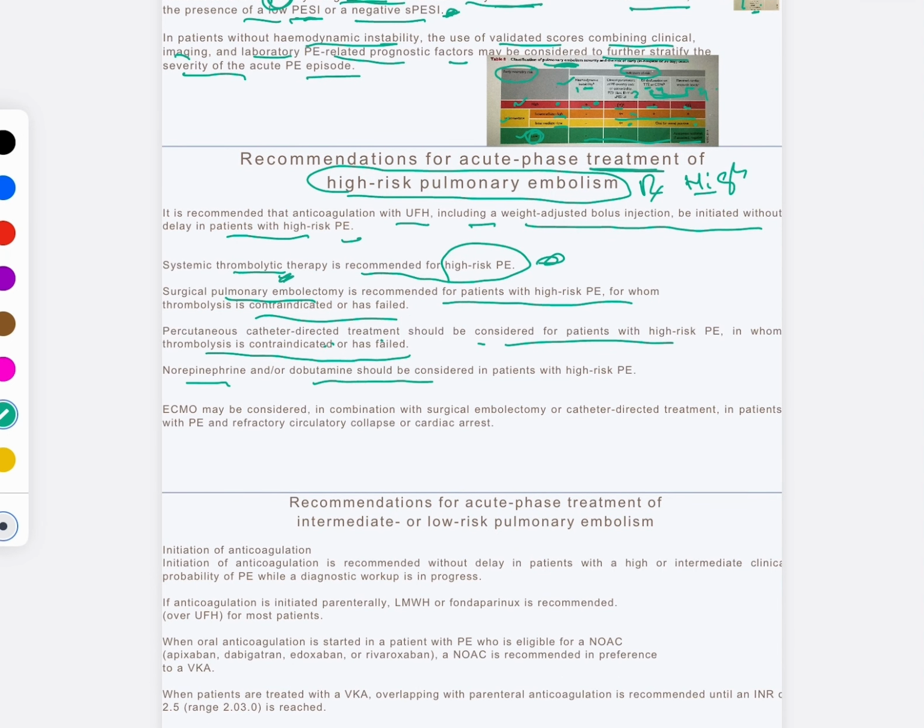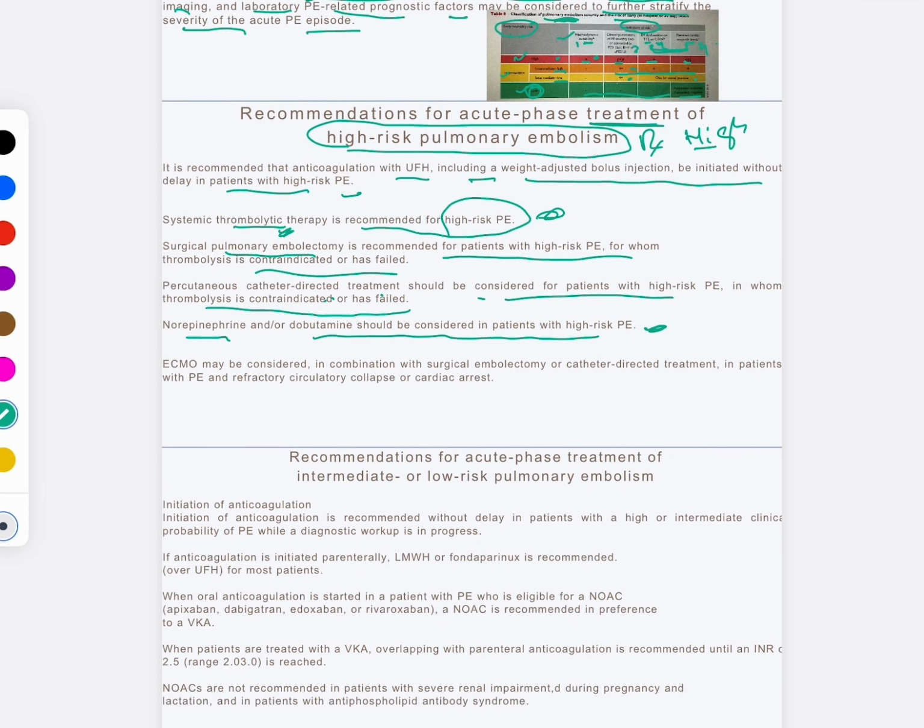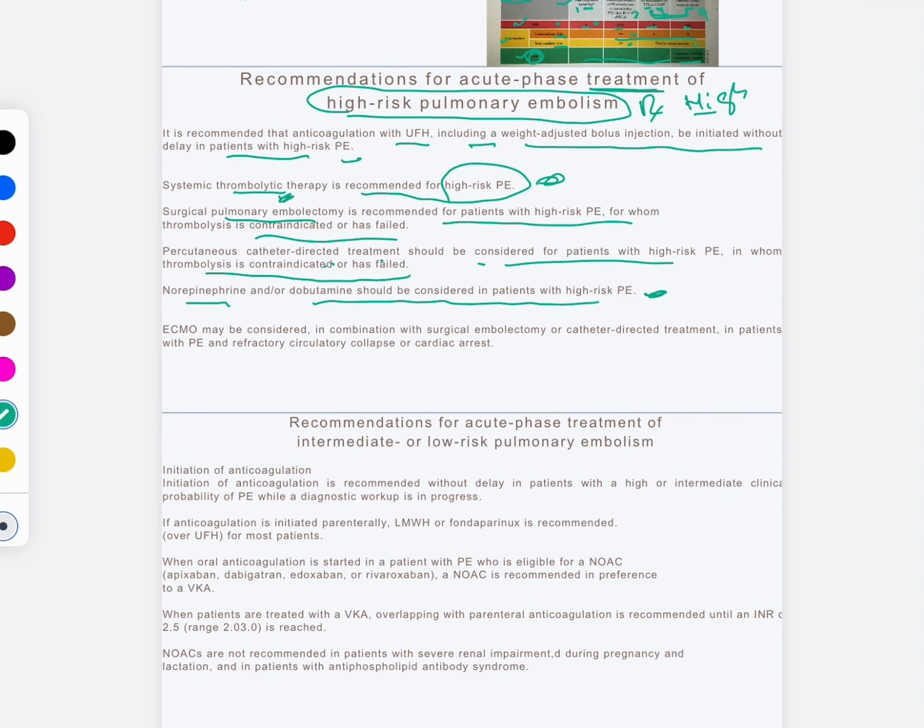Norepinephrine or dobutamine should be considered in patients with high-risk pulmonary embolism whose blood pressures are dropping. ECMO may be considered in combination with surgical embolectomy or catheter-directed treatment in patients with PE and refractory circulatory collapse or cardiac arrest.